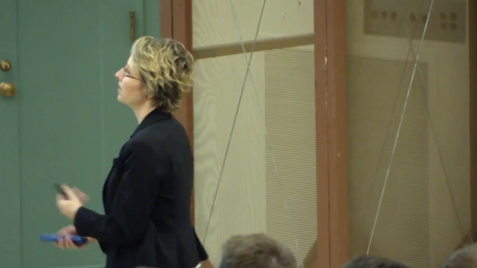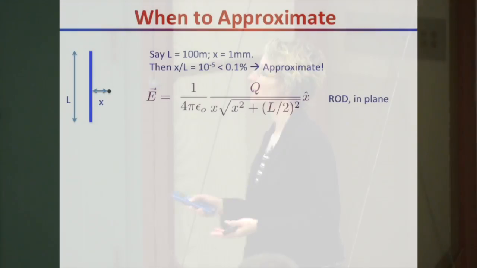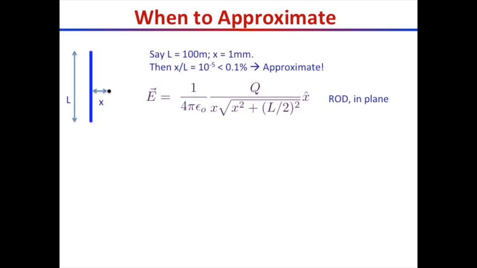So always do that. Always draw a diagram and then think about, well, what is the ratio of these lengths here? Now in this case, the distance from the rod, x, over the length of the rod, those two length scales, the ratio of them is very small. So 10 to the minus 5, that's much less than 0.1%. That's my cutoff for these things. If the ratio of your lengths is 0.1% or less, think about doing an approximation. It's a good time to do that. So here's the full equation, the exact expression for the electric field coming off of a rod, if you're in the bisecting plane of the rod.